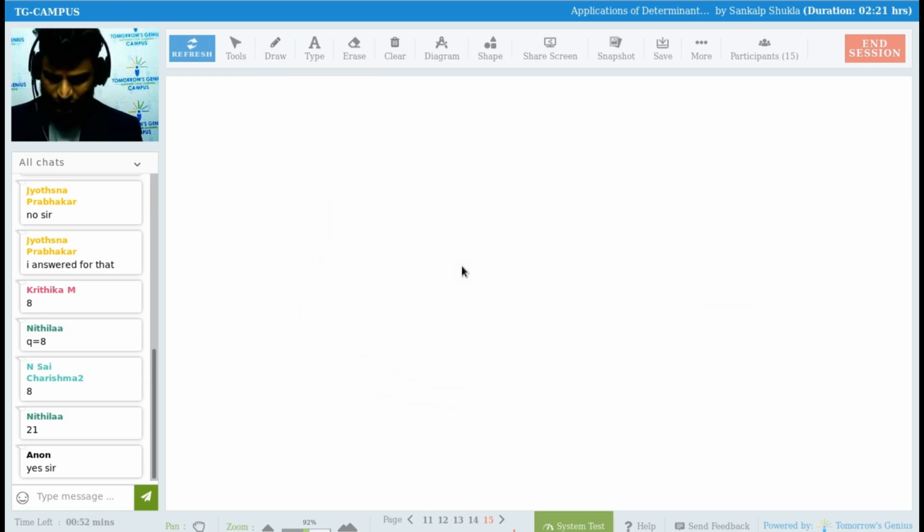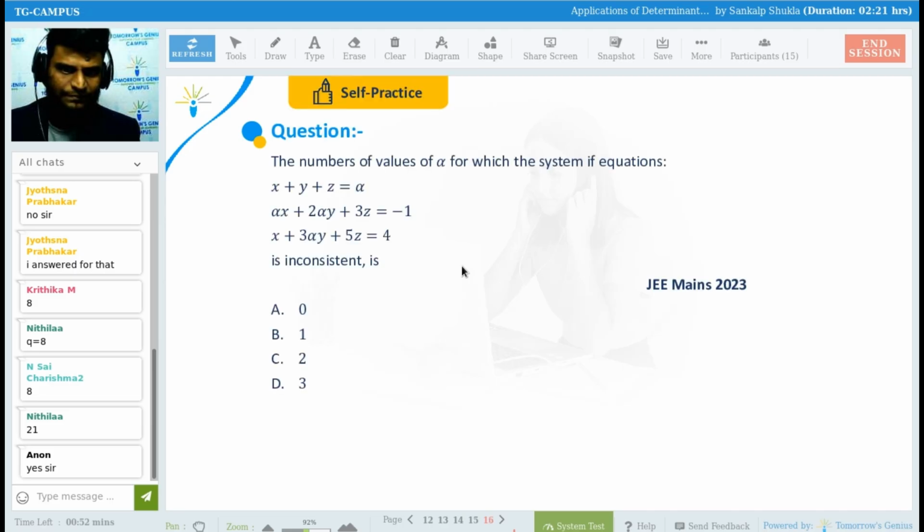So we'll jump to next question. The number of values of alpha for which the system of equation is inconsistent.